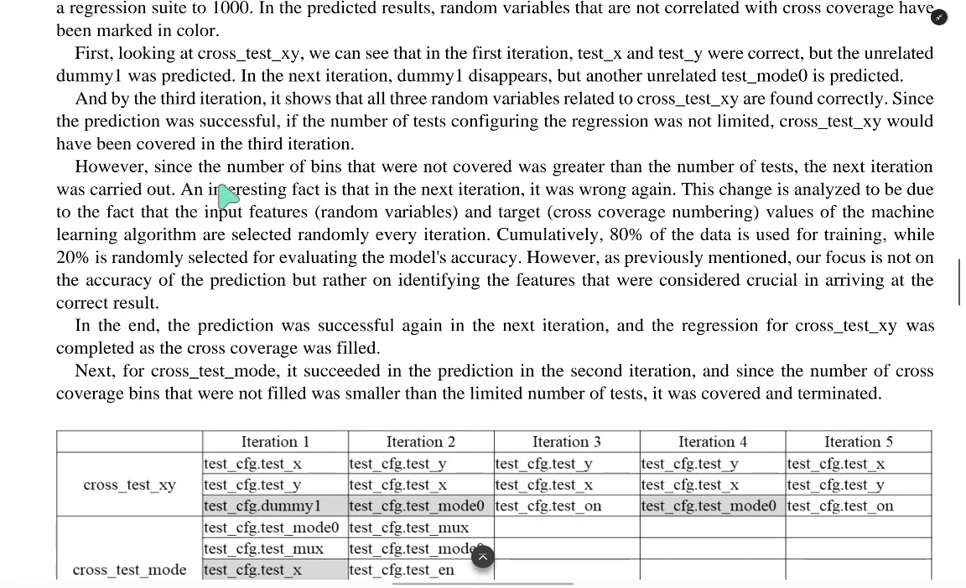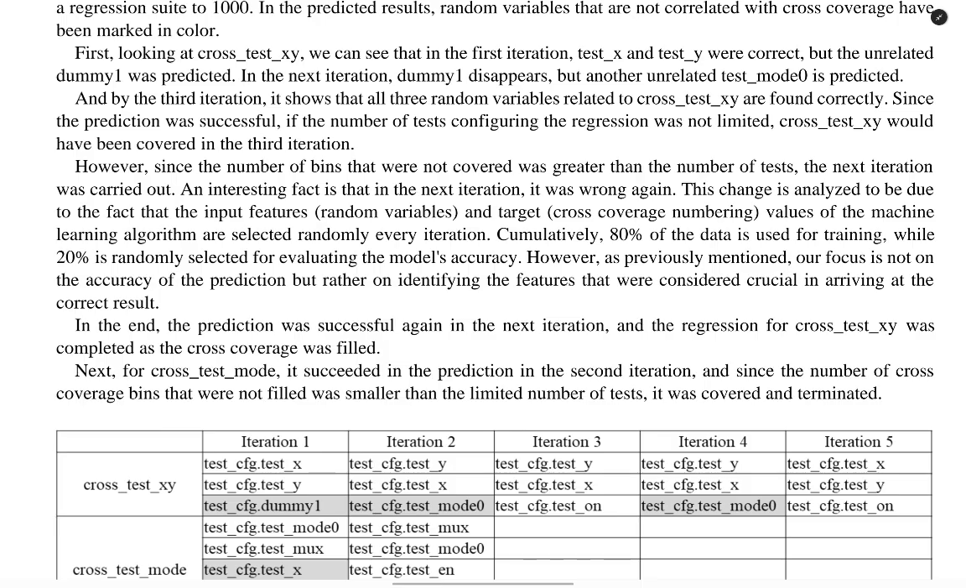However, since the number of bins that were not covered was greater than the number of tests, the next iteration was carried out. An interesting fact is that in the next iteration, it was wrong again. This change is analyzed to be due to the fact that the input features, random variables, and target cross coverage numbering values of machine learning algorithms are selected randomly every iteration.